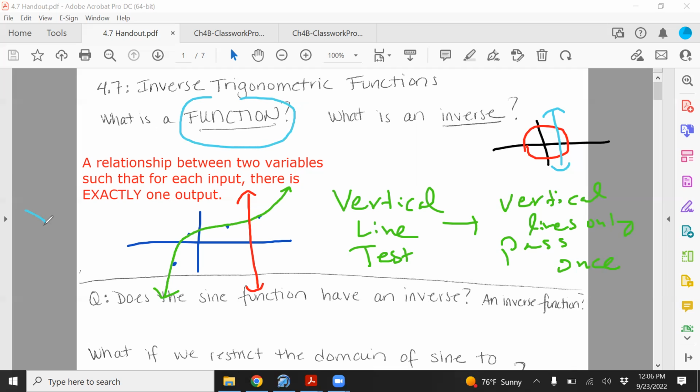For example, if I did a table off to the side here. That's not a function, what I just drew in light blue. And that's because, see how 2 is repeated? The 2 has 2 outputs, it has 10 and 12. That's not good. We can't have that. You cannot have it.